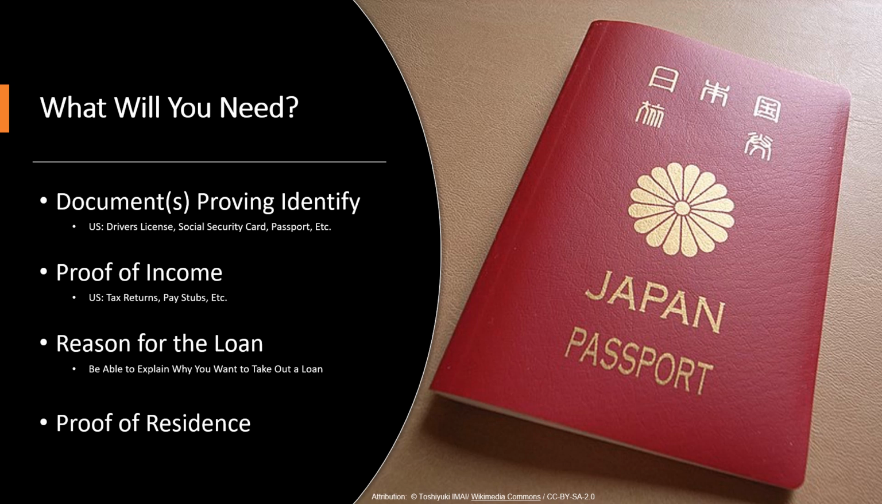So you'll generally need a document or documents proving your identity. This can include a driver's license, a social security card, a passport, a birth certificate, something like that. The financial institution will generally want proof of your income, so that could be tax returns or pay stubs or something to that effect. They'll generally want to know the reason for the loan, so you should just be able to explain why you would like to take out the loan in general. And they'll generally look for a document somewhat proving where you live, and this could be the same documentation as proving your identity. This is, as I said, not an exhaustive list, and you should generally check with the institution you want to borrow from, and they would happily give you a list of documents that you should bring.